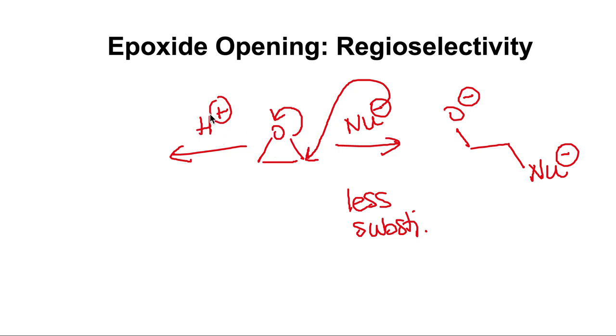And in the presence of acid, what will happen is that the epoxide will get protonated and then it will open up. In this case, if it opens up like that, it will give us a primary carbocation. That's not going to happen, but we're going to see some examples where the carbocation that results is more stable. Let's talk about those two cases separately.